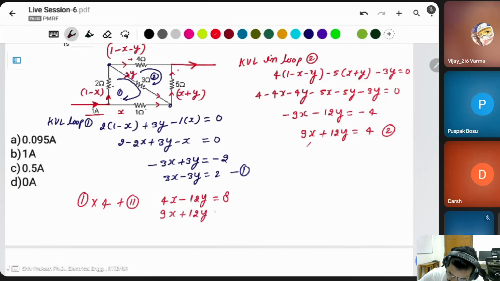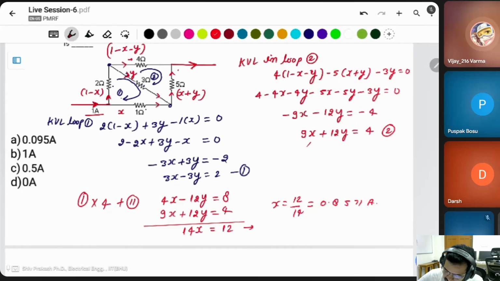Now KVL in loop 1. Then what is this one? 2 ohm resistor, current is 1 minus X, and this is plus 3Y. Then this is in the reverse direction. Current is flowing here, but the loop is coming from here. That's why this is a negative of 1 ohm resistor and X current. This is 2 minus 2X plus 3Y minus X is equal to 0. This is minus 3X plus 3Y is equal to minus 2.